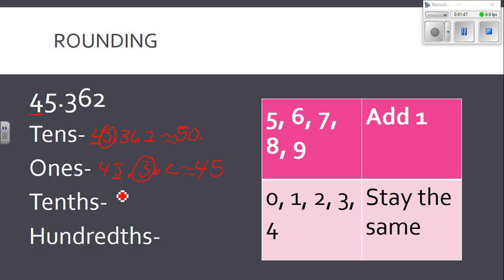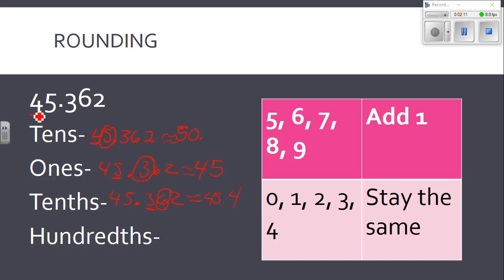All right, now let's write this number again, 45.362. And we're going to round to the nearest tenths spot. So let's circle that 6 that's beside it. Where's our 6? It is in the add 1 upstairs, so we need to add 1 to that 3, which means our answer is about 45 and 4/10.